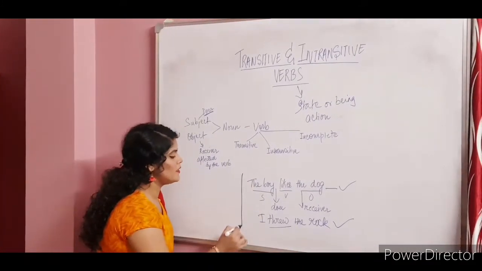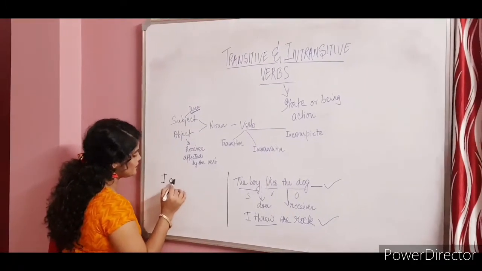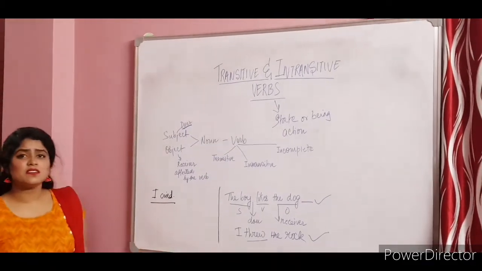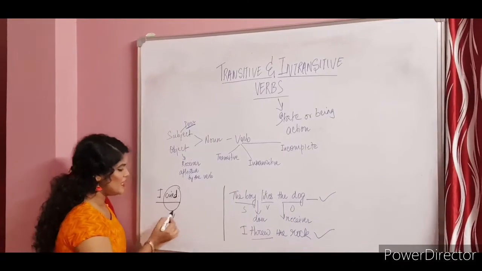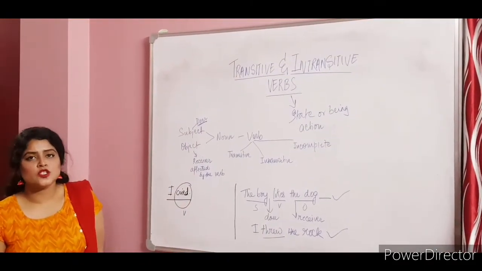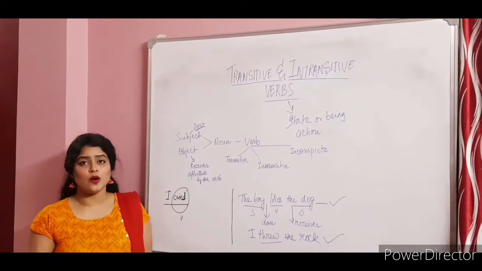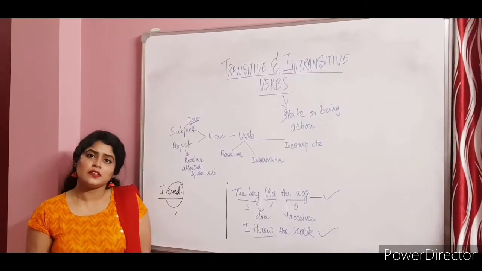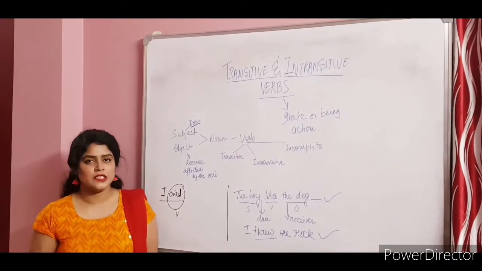Now in another case, what do we see? If I read this sentence, this makes complete sense. I cried. Now this verb over here, cried, does not need any object to complete its meaning. It's self-sufficient. It's not dependent on any other noun or object to make sense. I cried, which means the person who's talking about himself or herself has cried.